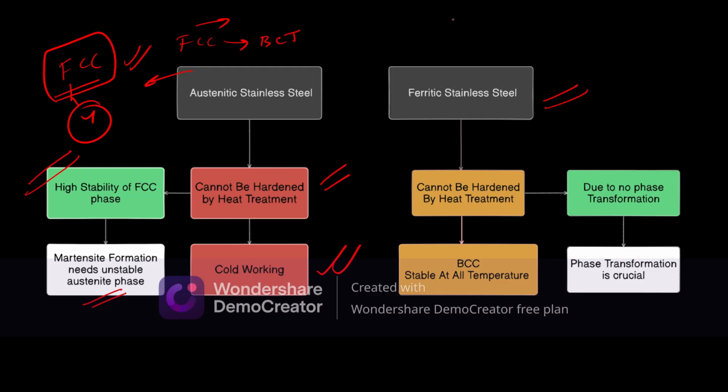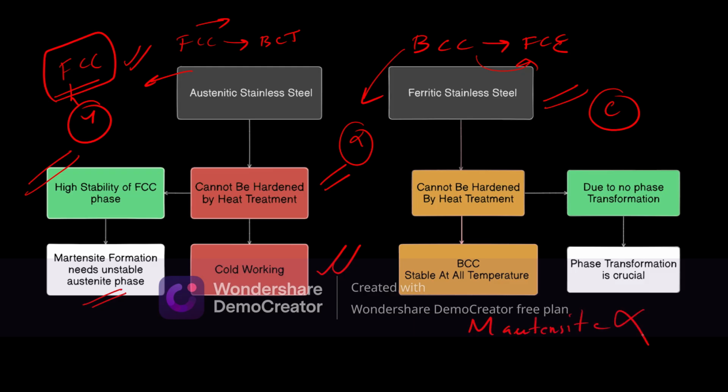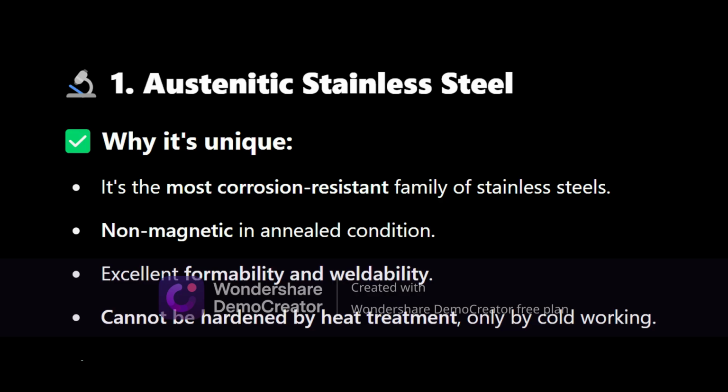Similarly, in ferritic stainless steel, as I told you, for steel we convert BCC into FCC, but because of alpha stabilizer, BCC is stable at room temperature, so it will not convert to FCC. If we are not able to convert to FCC, we don't have even distribution of carbon throughout the crystal structure. So that's why we can't get martensite again. And if we don't have martensite, we cannot harden this material using heat treatment. So again, we have to go to cold working or some other process to increase the hardness of the ferritic stainless steel. So that's the heat treatment in both the stainless steels.